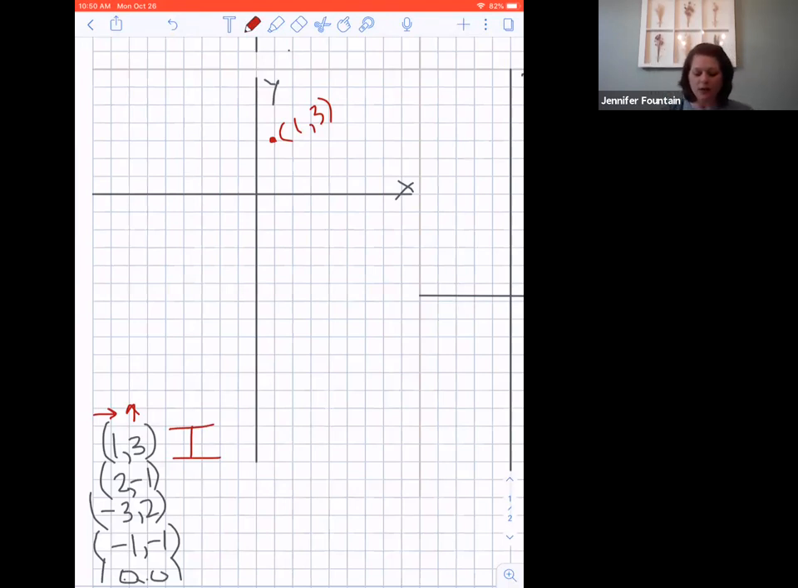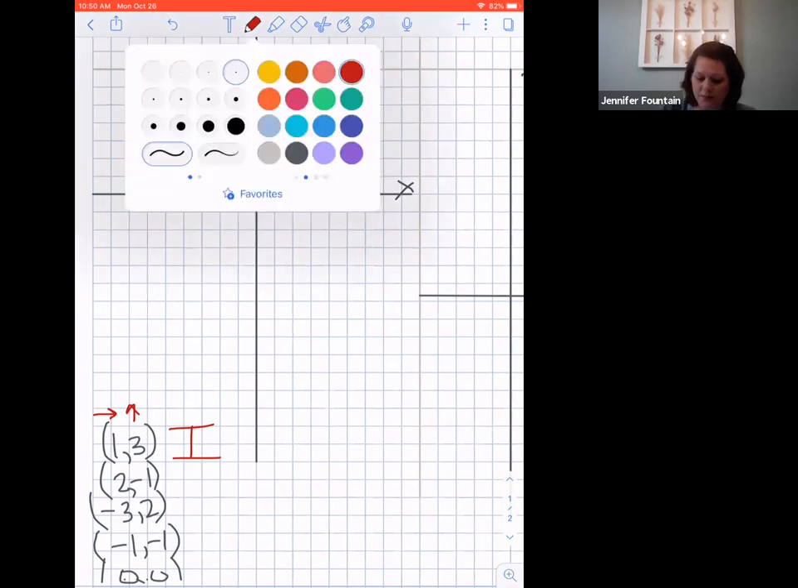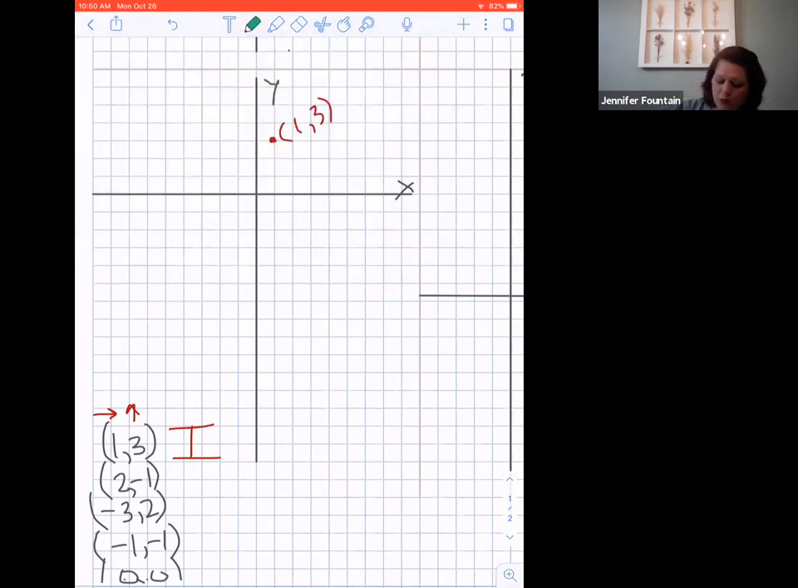Let's go ahead and graph the second one, (2, -1). So (2, -1) tells me I'm going to go right 2, but then I'm going to go down 1. So I'm going to go right 1, 2, and then down 1. So this is where (2, -1) would be graphed. And which quadrant is this? 4. 4, good. So I'm going to use my Roman numeral 4, which is IV, okay?